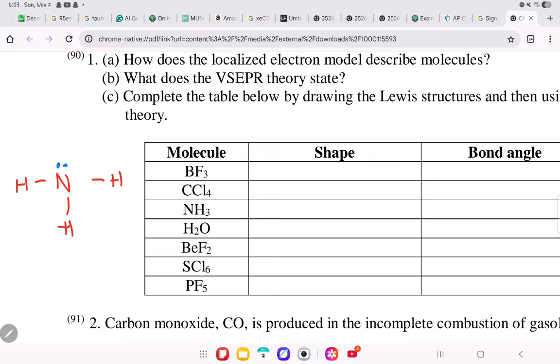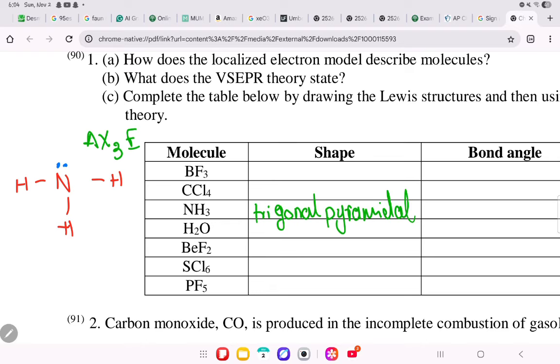Now we check, do all of them complete octet and duplet? Yes, they do. Perfect. So this is the final structure. Now what I'm looking at here is what is AX3E. And if you remember, what was the shape of AX3E? It was trigonal pyramidal. So this is trigonal pyramidal.